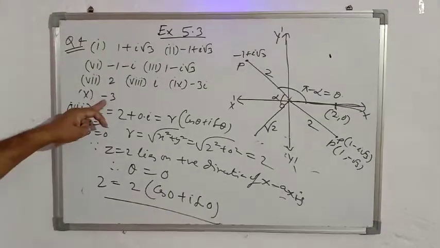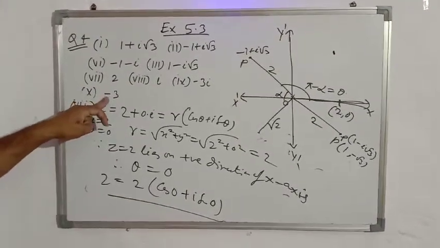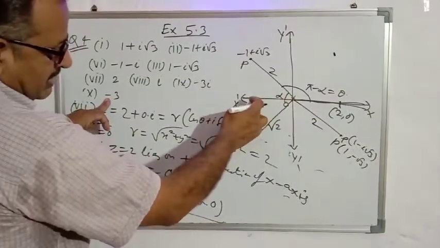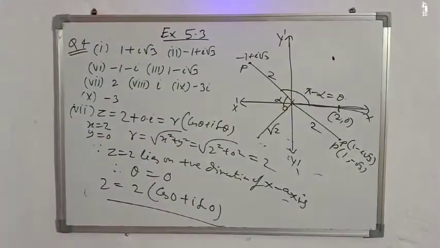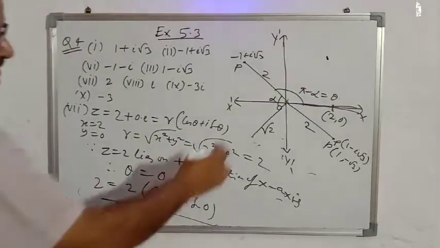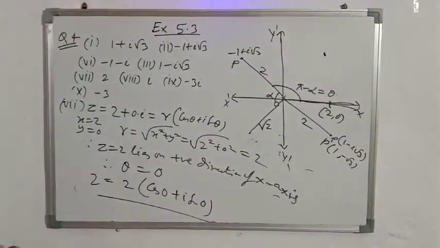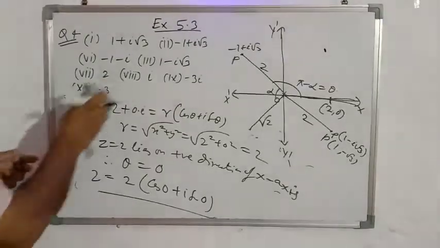And if it is minus 3, like the 10th part, it will lie in the negative direction of the x axis. In that case, theta will be pi. See the next part, the 8th part.